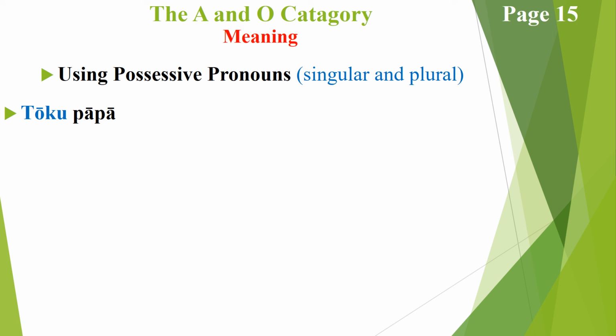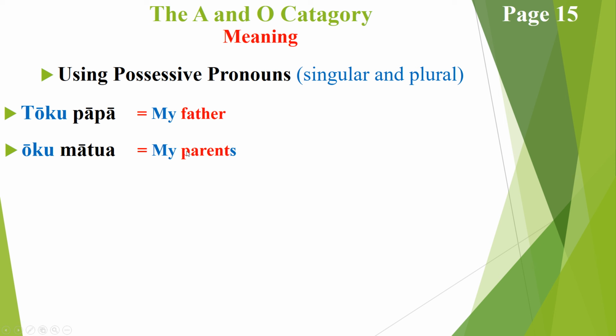Okay, tōku pāpa. And there we have it. This simply means tōku is my, and pāpa is father. So that's the possessive pronoun tōku, which is my, father, which is a singular form. Now we have ōku mātua, which is a plural form for parents. That's why we're using ōku. And here's the macron for mātua as opposed to matua. So ōku mātua means my parents.